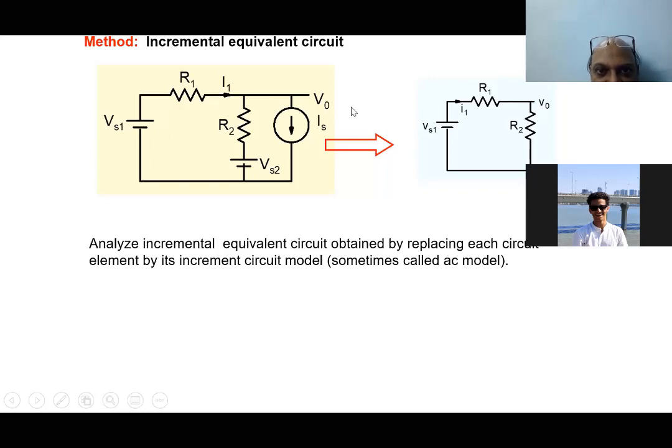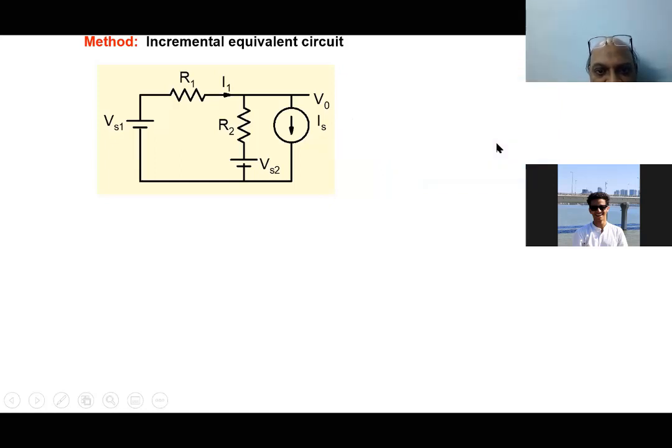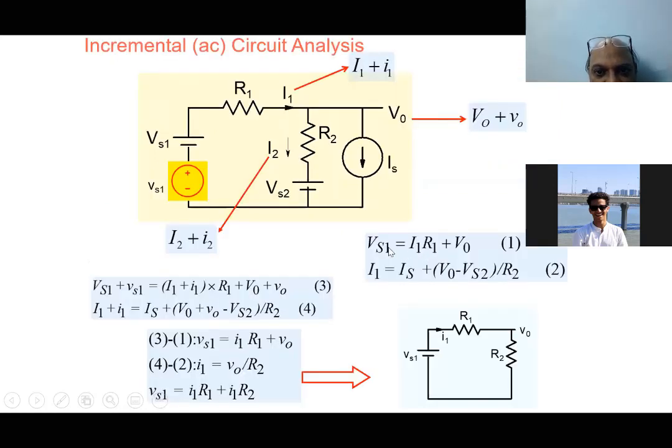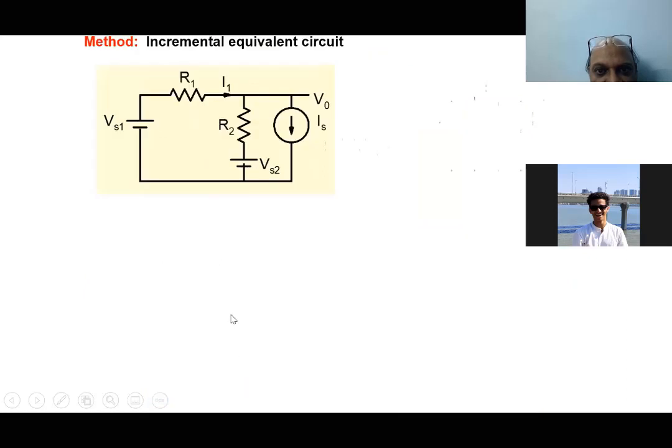Okay, so what we are saying is from this original circuit, we can obtain an incremental equivalent circuit here, where we are considering only incremental change in VS1. So that is why we have included that here. And how do we obtain this circuit? Well, we use these equations, right? We use this set of equations and this set of equations, and we basically then subtracted them out to get these set of equations here.